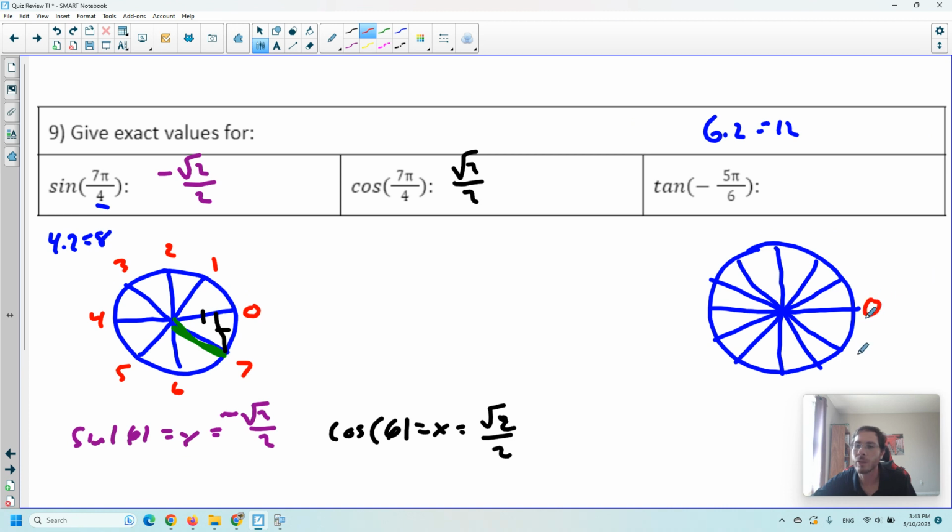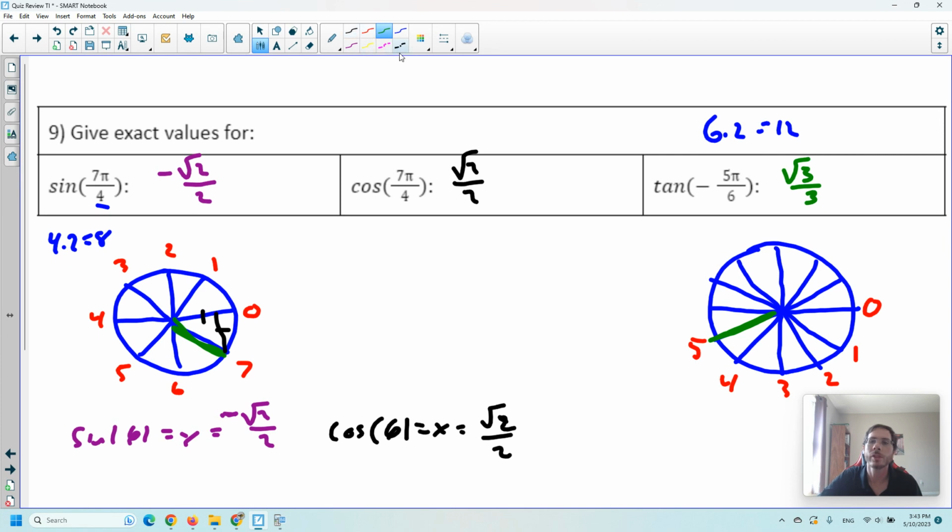All right, so we got 0. And since we're negative, we're going backwards. So 1, 2, 3, 4, 5. All right, so I know the one that I want is right here. Cool. I can write down the answer because I know this one, square root of 3 over 3.